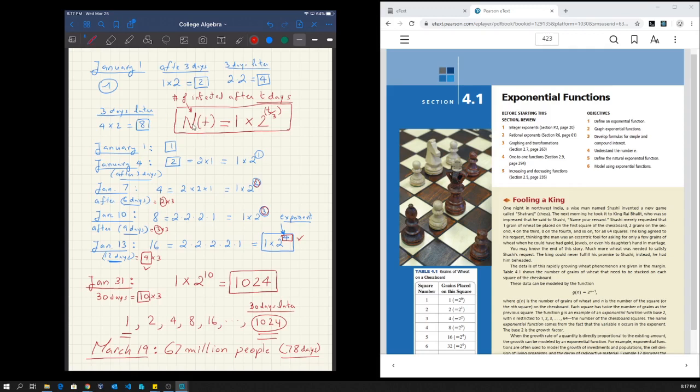Now guess what? This is a function. Instead of x, I'm using t because the number of days represents time. And this is the formula for it. Notice where the t goes. The t is in the exponent. That's why this function here is called an exponential function.